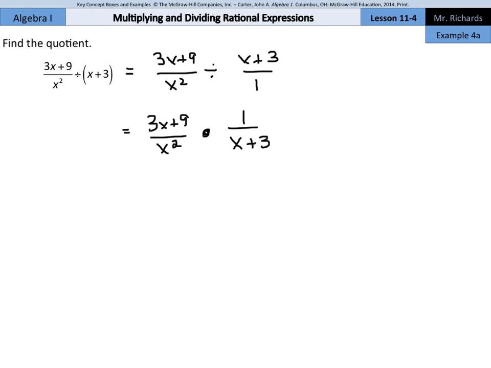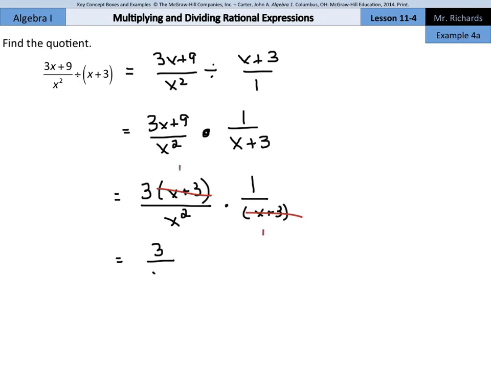Next, if we look to factor out this 3x + 9, we'd be left with 3 times (x + 3) over x squared, times 1 over x + 3. And something cool happens here. I can cancel out this x + 3, as that's a common factor, and that simplifies. And so what do I have now? 3 times 1 is 3 over x squared times 1, which is just x squared. And that's the final simplified answer, 3 over x squared.